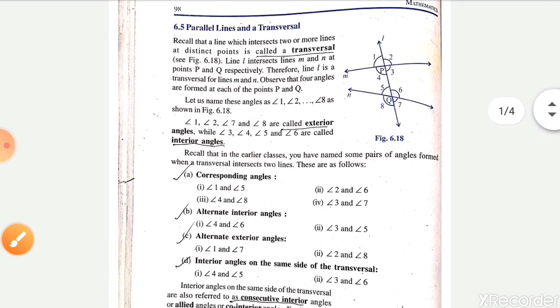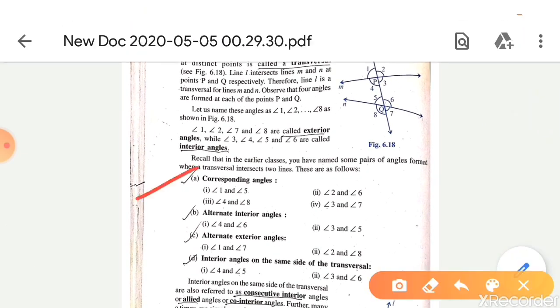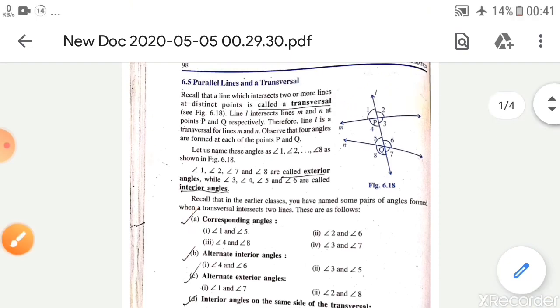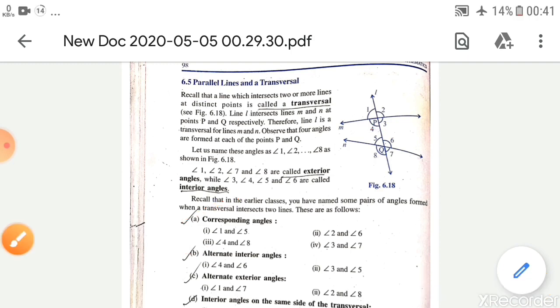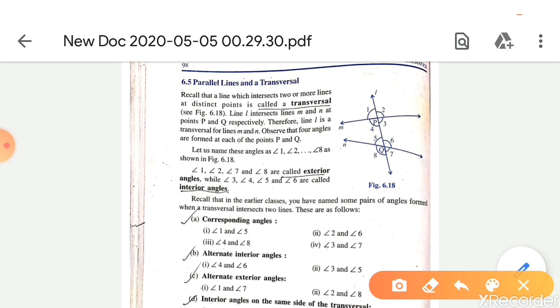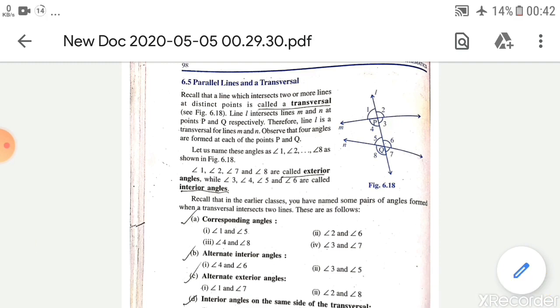these points, you see, important corresponding angles. Here you see angle 1 and angle 5 are corresponding. Again you see angle 4 and angle 8 are corresponding. We already discussed corresponding angles in the previous video. Again you see angle 2 and angle 6 will be corresponding angles, and angle 3 and angle 7 will be corresponding angles.